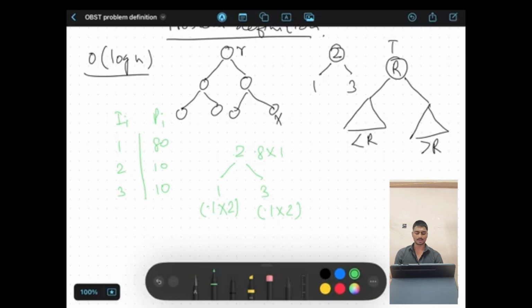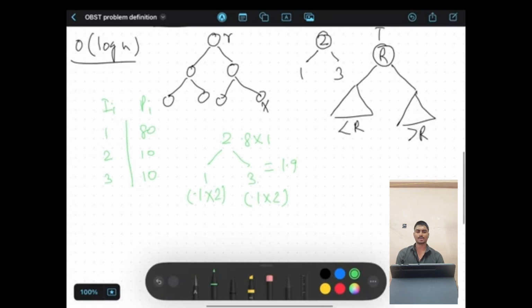Let's create another tree which is not balanced, with 1 as the root. The probability for 1 is 0.8 and the search time is 1. For 2 the probability is 0.1 and we take 2 operations. For 3 it is 0.1 and we find it in the third operation, so the total becomes 1.3.